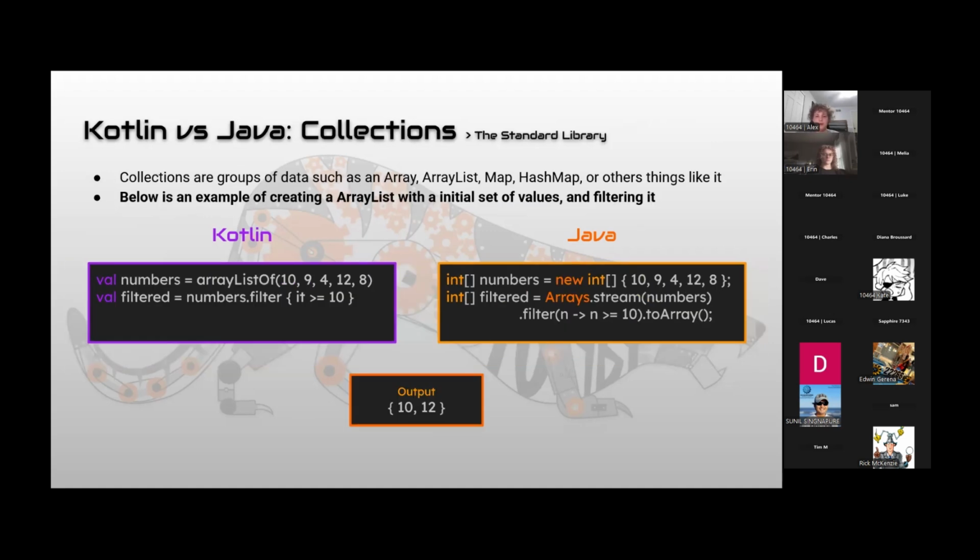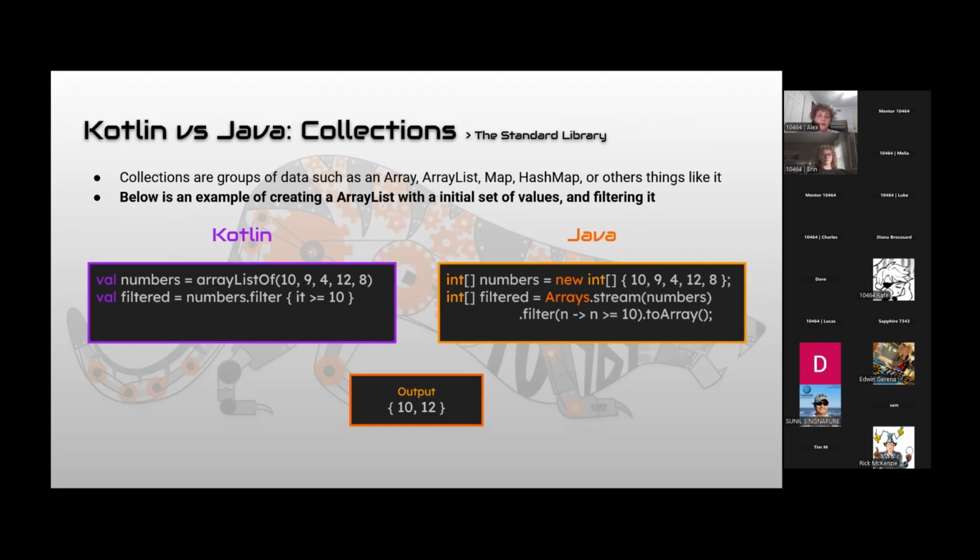So collections are a part of the standard library. Kotlin's collections have a lot of stuff built into them. You almost never need to write your own functions for a collection, like an array list, a hash map, a map, or anything like that.